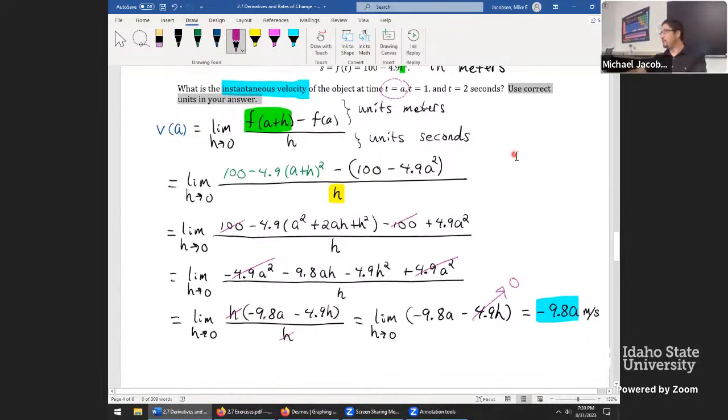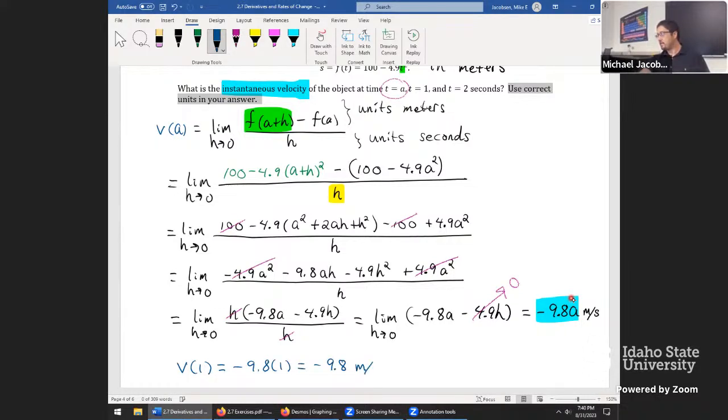So let's plug in time 1. I would write for this: velocity at time 1 equals, go to our velocity function, and we're just replacing a with 1. It'd be negative 9.8 times 1, so negative 9.8 meters per second.